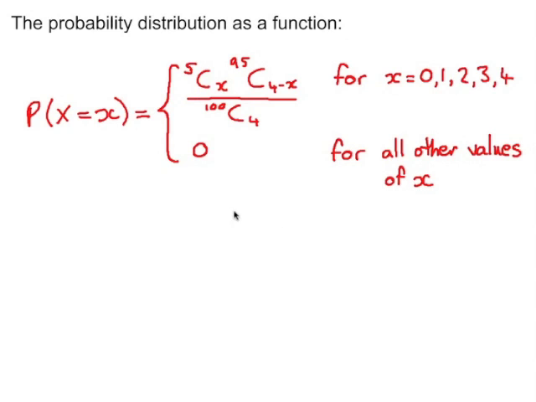Strictly speaking, the probability function should be written in this format. So we're defining the probability that x equals particular values for x as 5 choose x times 95 choose 4 minus x all over 100 choose 4 for these specific x values 0, 1, 2, 3 and 4, and the probability is 0 for all other values of x.